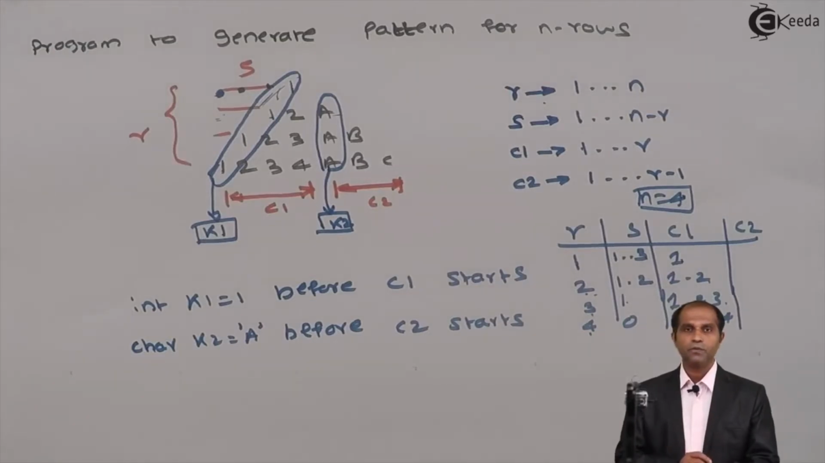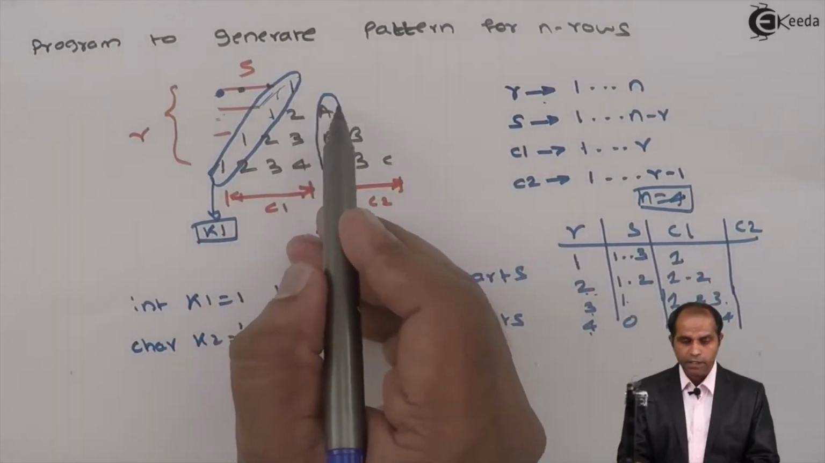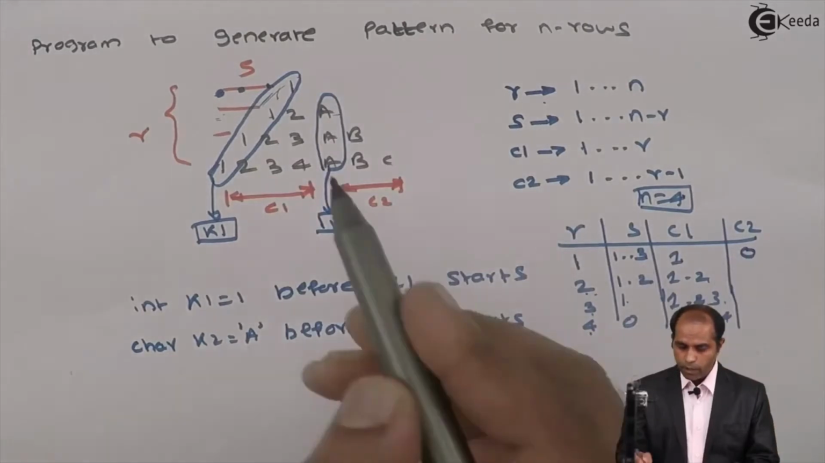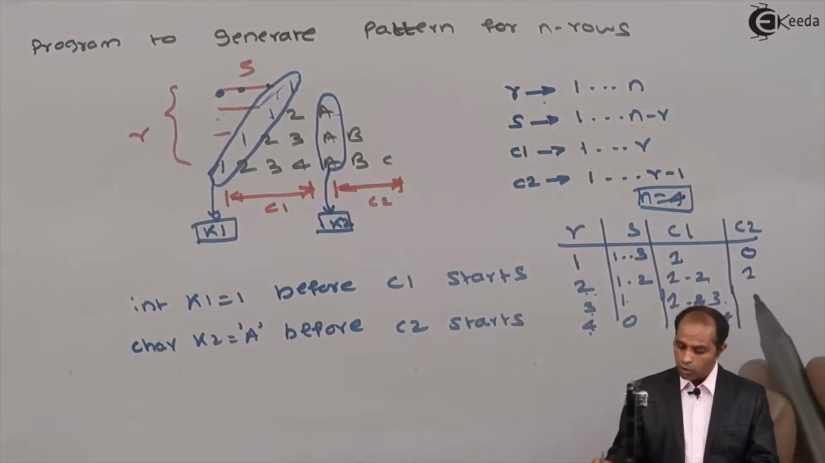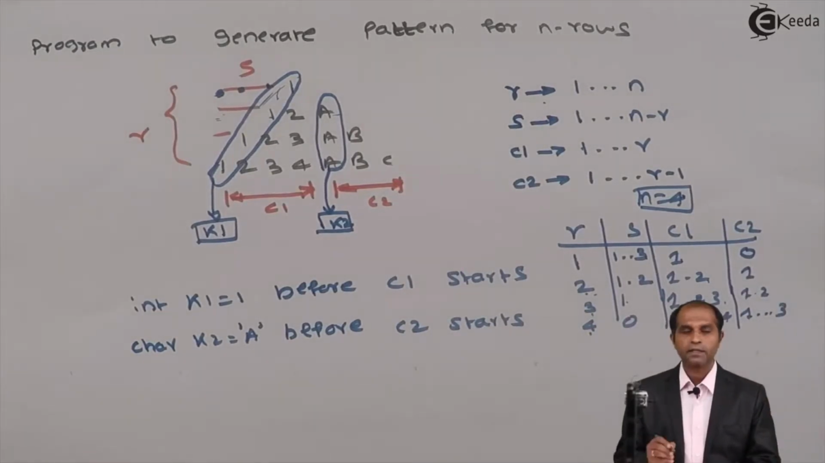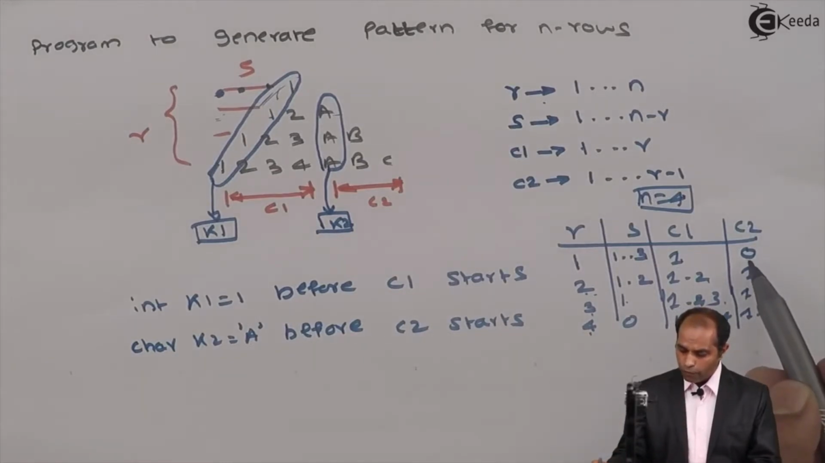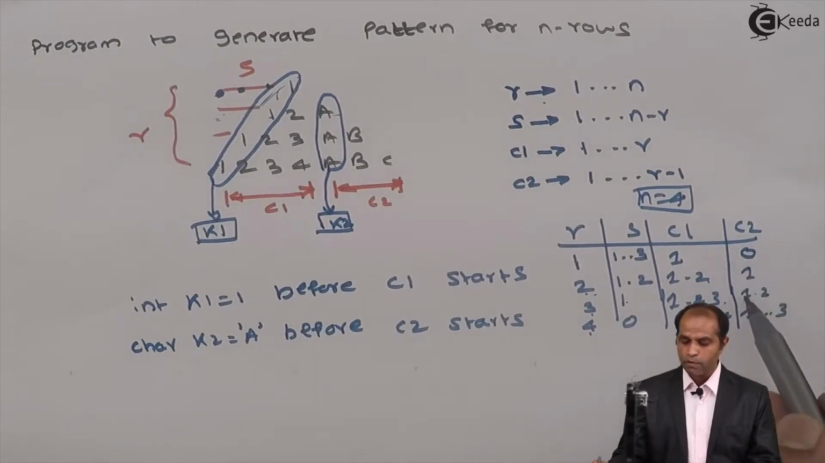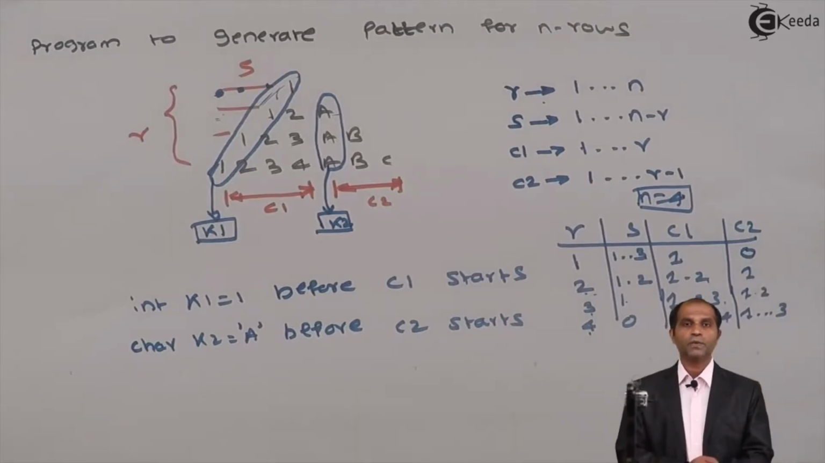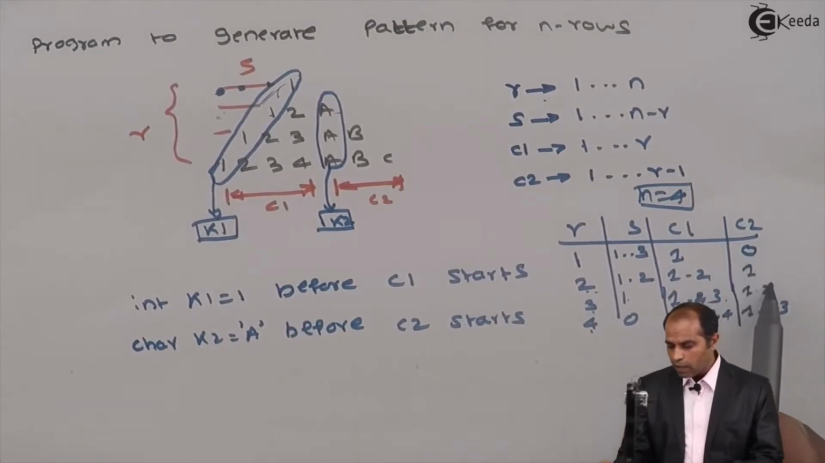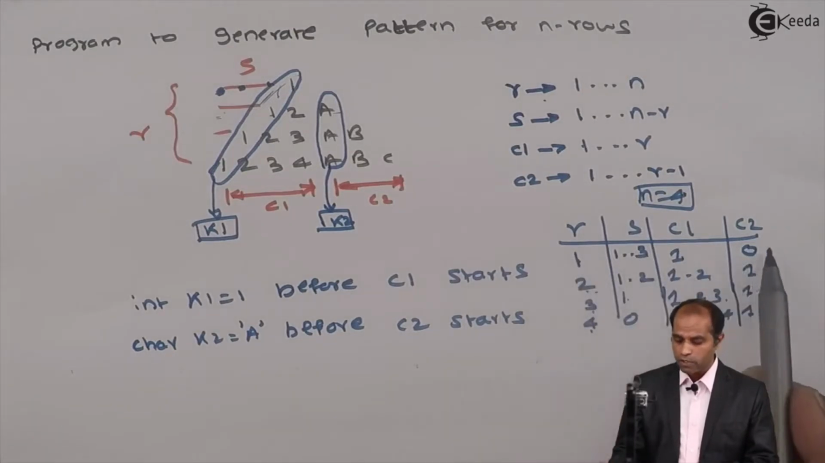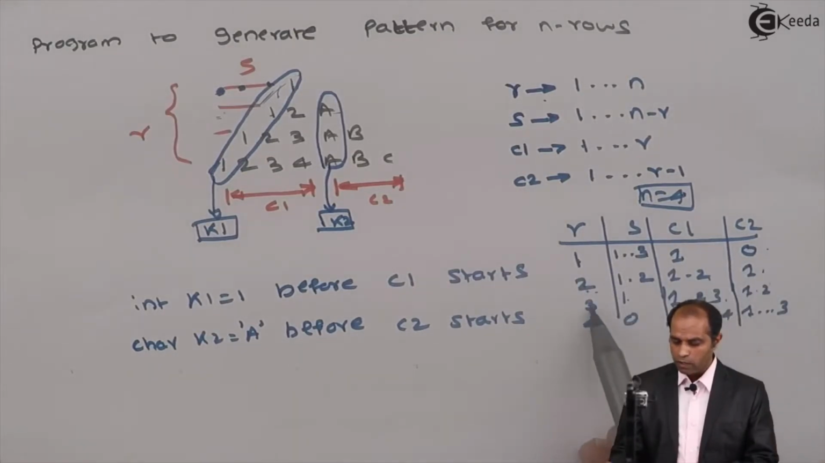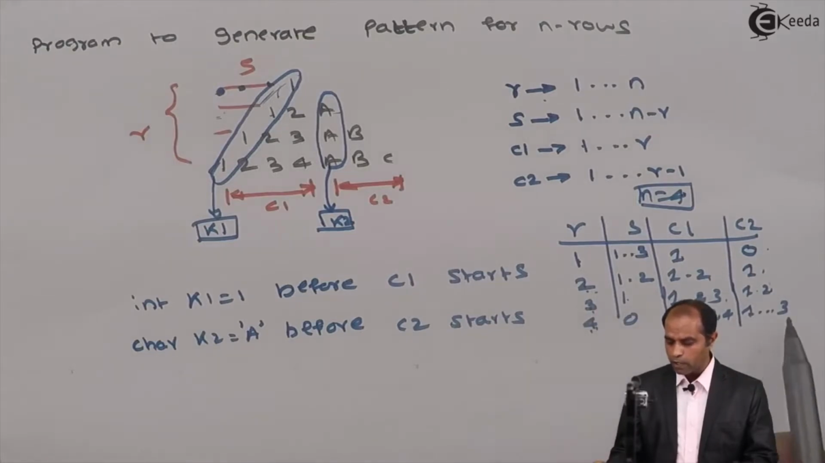Now, what are the values of C2? If you observe the number of characters in this, in the first case it is 0 because C2 doesn't have any character. In the second row, it has only 1 character. In the third row, it has got 2 characters. In the fourth row, it has got 3 characters. If you observe the first character of C2, it is 1 except the first one. And what is the last character in this? It is R minus 1. See here, 1 minus 1, 0, 2 minus 1, 1, 3 minus 1, 2, 4 minus 1, 3.